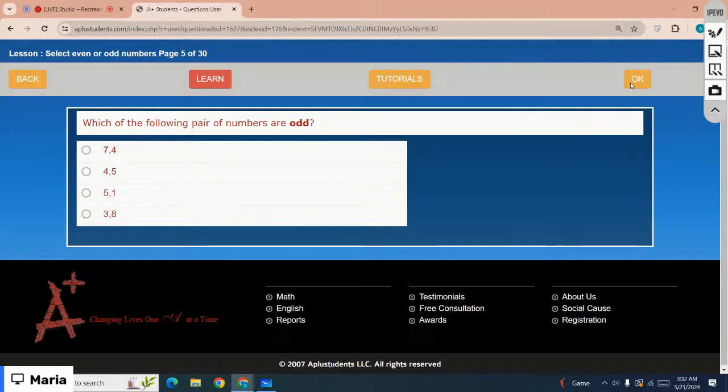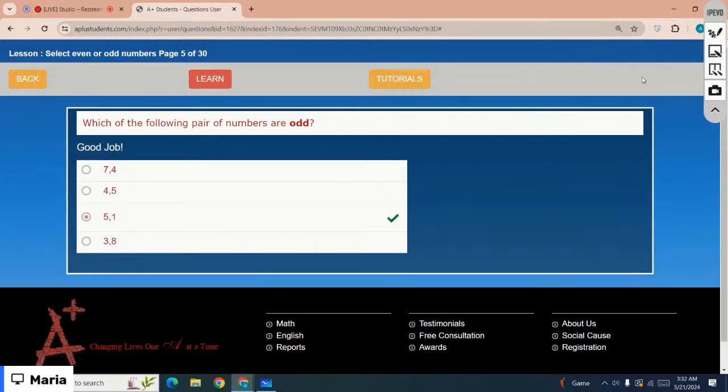Which of the following pair of numbers are odd? Which is the correct option? The correct option is yes, that's option number 3. 5 and 1, they both are the odd numbers, right?